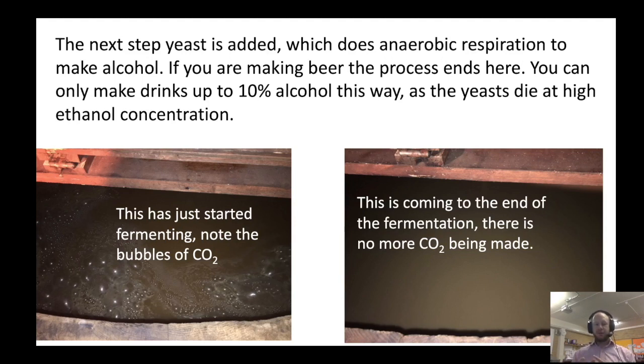The next step that we do, yeast is going to be added to these vats. And those will start doing anaerobic respiration. And it will make alcohol. If we're going to make beer, this is where the process ends. So we just finish this reaction and bottle it up and keep those bubbles of CO2 in it, and that will turn into your beer. But you can only make an alcoholic drink up to about 10% alcohol this way. And that's because the yeasts will actually die once they get to a certain ethanol concentration. If you want to go above that concentration, then we need to use a different process to turn our beer into a whiskey, for instance.